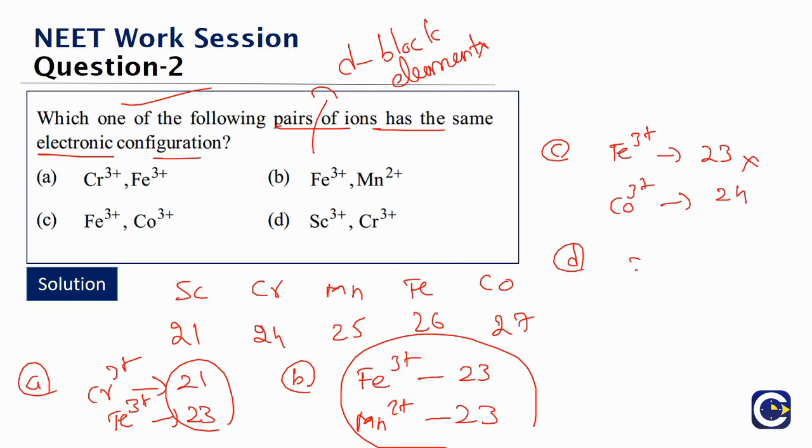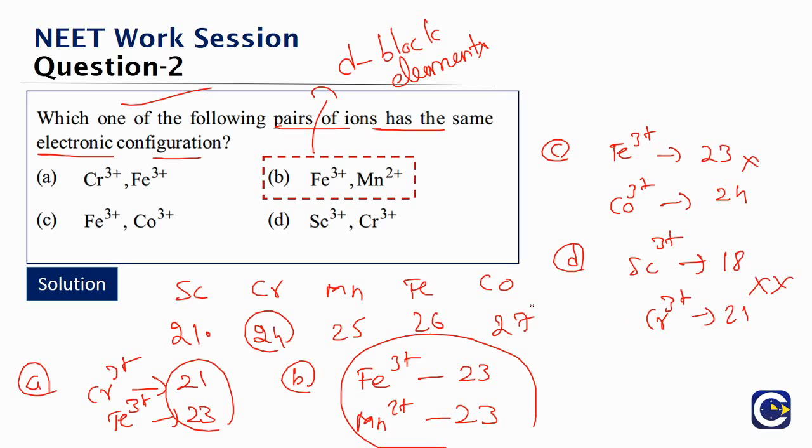Look at option D. What is option D? Scandium 3 plus. Scandium has 21 electrons. In that we remove 3 electrons, so it will become 18. Okay. Then chromium 3 plus. Chromium has 24. From that we remove 3 electrons, so it will become how much? 21. So this is also not matching. Equal number of electrons they are not having. Okay. So the combination that has equal number of electrons and also the same electronic configuration will be what? The Fe3 plus and Mn2 plus. That combination has equal number of electrons and will have the same electronic configuration. So the correct answer for this is option B.